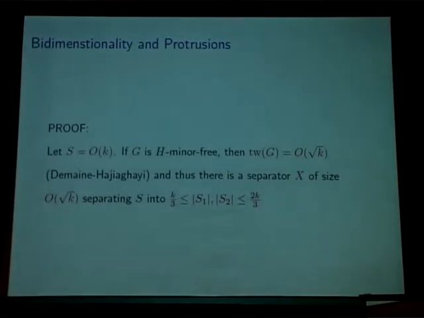Then it means that I am able to find a balanced separator in the graph, of size square root of k, which separates the solution in a balanced way. And the size, square root of k, is the parameter.